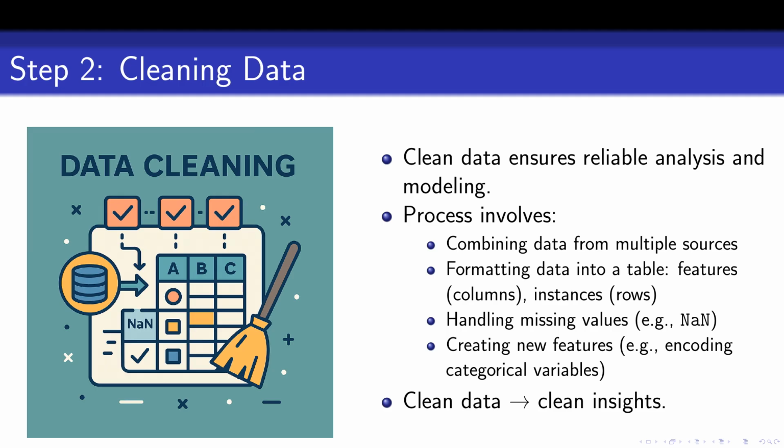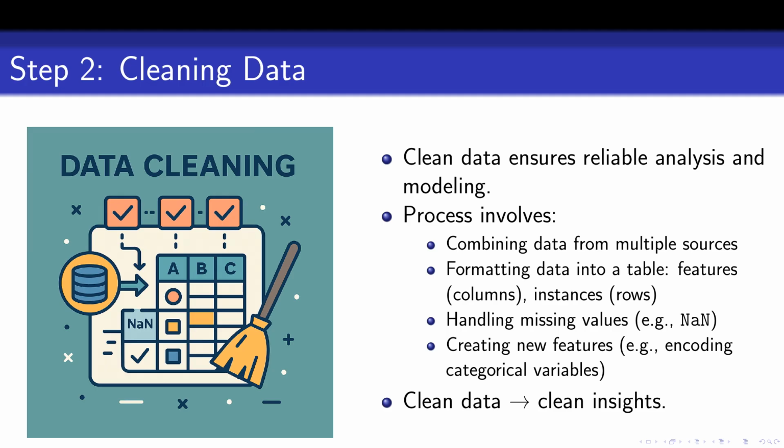Once you've gathered your data, the next step is cleaning it. This is often one of the most time-consuming, but absolutely critical parts of the data science process. Clean data ensures that your analysis and models are reliable and accurate. The cleaning process starts by combining data from multiple sources, especially when working with information collected across systems. Next, we reformat the data into a tabular structure, with features as columns and instances as rows.